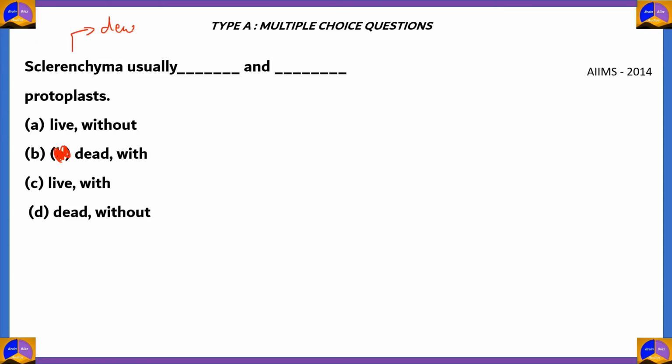So sclerenchyma is dead permanent tissue. And these have lignified walls. So therefore, no protoplast. So let's look at option A. When we put the words in, it says sclerenchyma usually live and are without protoplasts. The statement is incorrect because sclerenchyma is dead tissue.